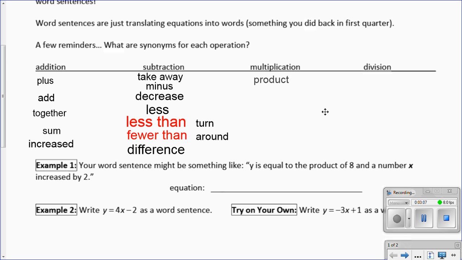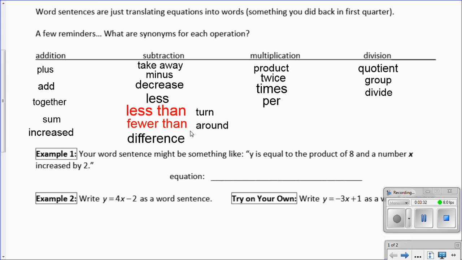Multiplication: we got product. Twice means to specifically multiply by 2. Times, per, there's other ones. I just can't remember them all. Division would be a quotient, which is what you get when you divide. Grouping things, like we're going to put them into 4 groups, so we're going to divide it by 4. Divide. Those are all division words, okay?